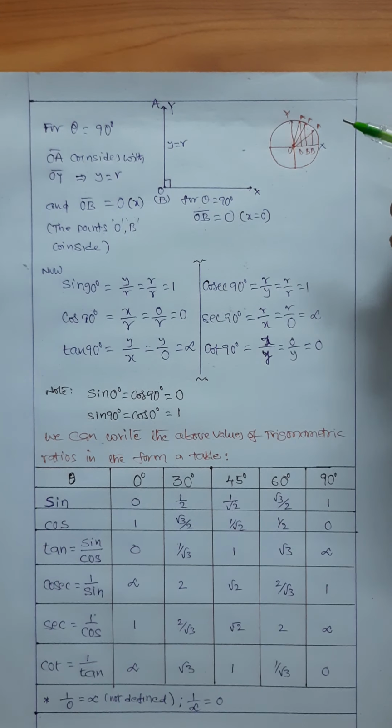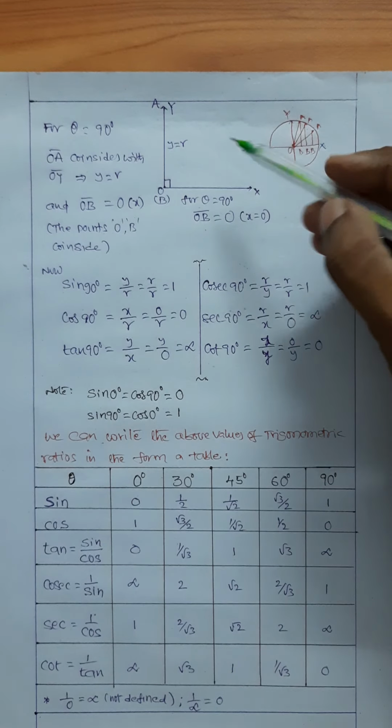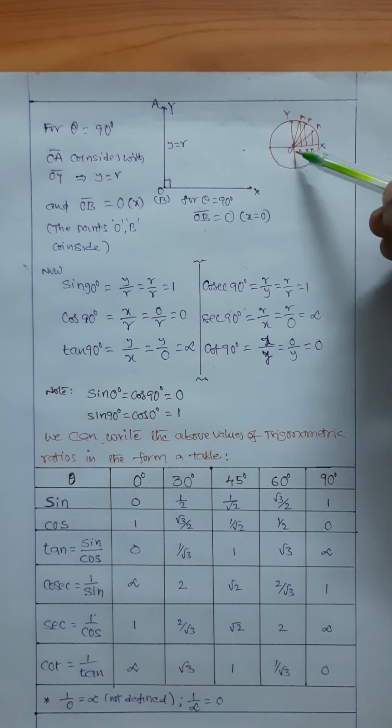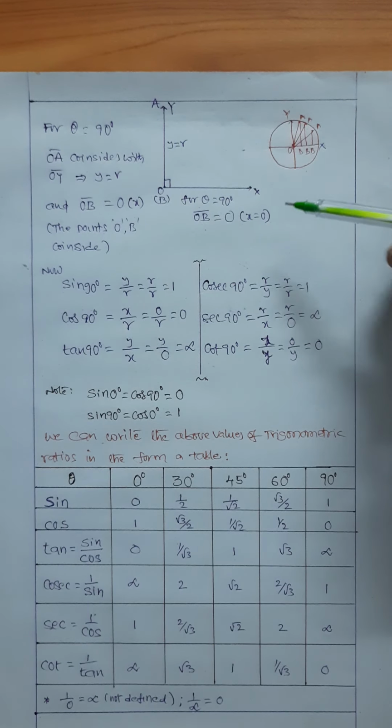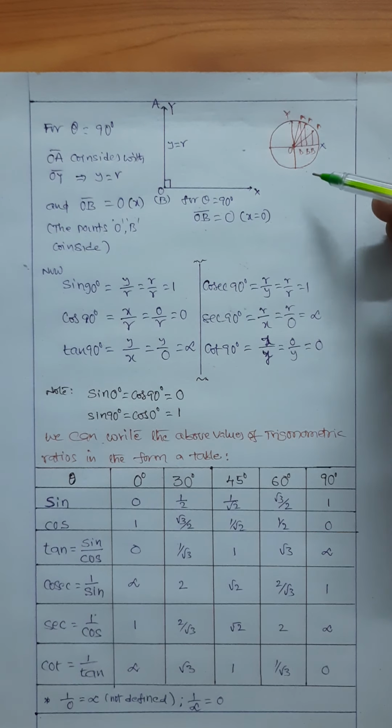So in this situation, y is equal to r, and OB becomes 0. That means x is equal to 0. Now we will see the trigonometric ratios of 90 degrees.